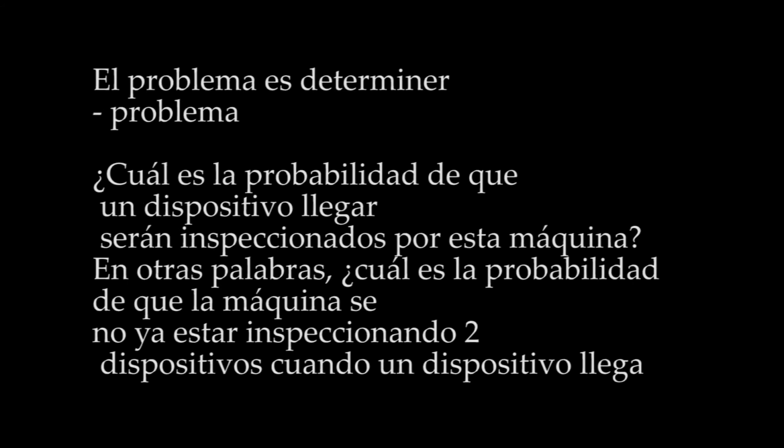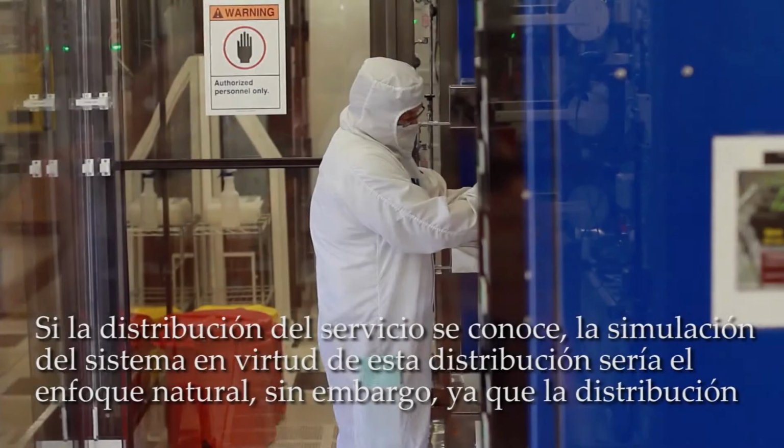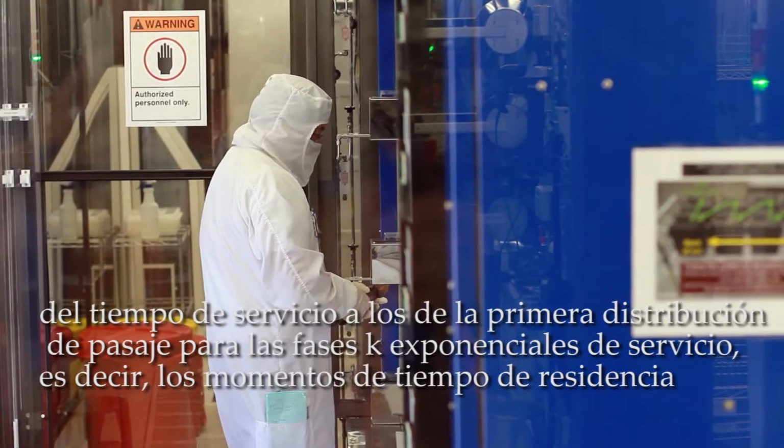The problem is to determine the following. What is the probability an arriving device will be inspected by this machine? In other words, what is the probability the machine will not already be inspecting two devices when a device arrives? If the distribution of service were known, simulating the system under this distribution would be the natural approach. Yet since the service time distribution of jobs is not known in this case, a phase-type approximation of the service process is a good alternative.